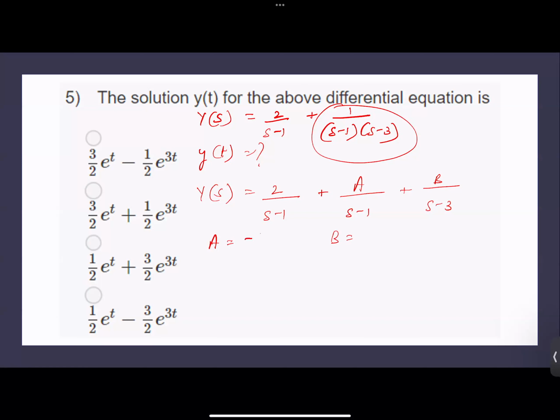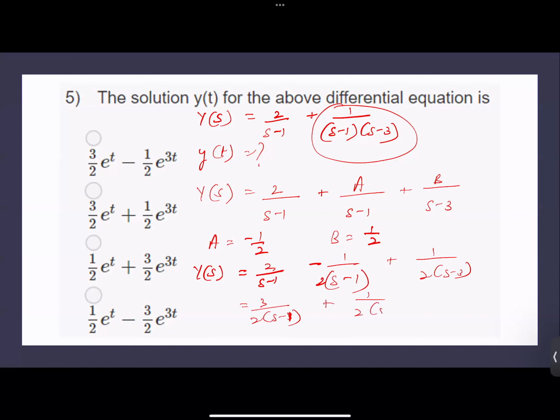So I'm getting a as minus 1 by 2 and b as 1 by 2, right? So what does y of s become? 2 by s minus 1 minus 1 by s minus 1. Am I making a mistake somewhere? This is plus 1 by 2 s minus 3. So what do you get that as? You get 3 by 2 into s minus 1 plus 1 by 2 into s minus 3.